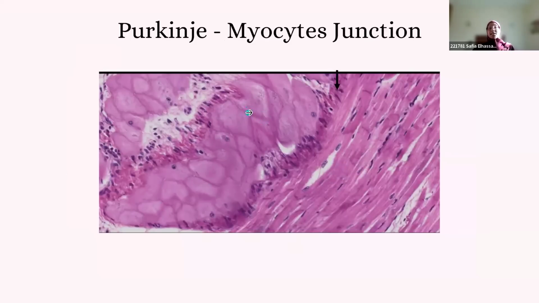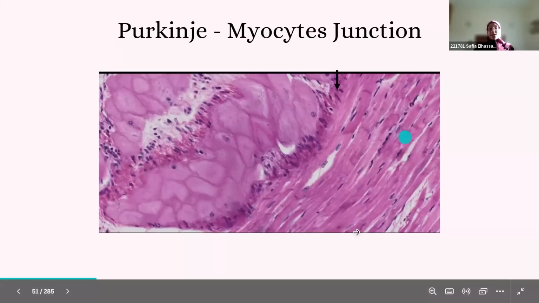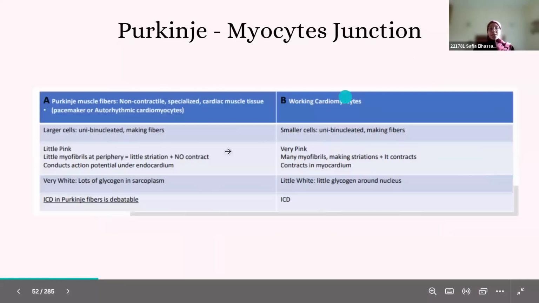Another thing is that the Purkinje cells tend to show up a lot paler on staining. They don't take the stain as well as the myocytes do, and that's because they have a lot of glycogen in them. Another thing is that they have a haphazard organization compared to the myocytes, which are very organized and parallel. So here is a table that just summarizes the differences between them.